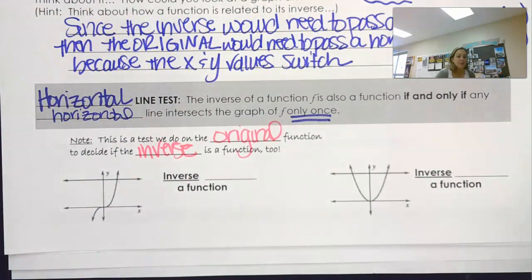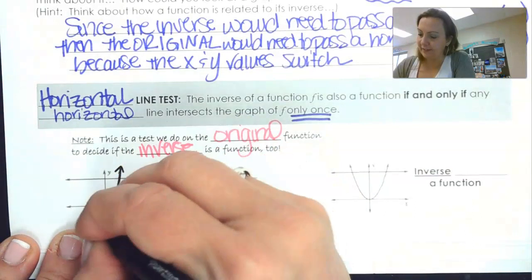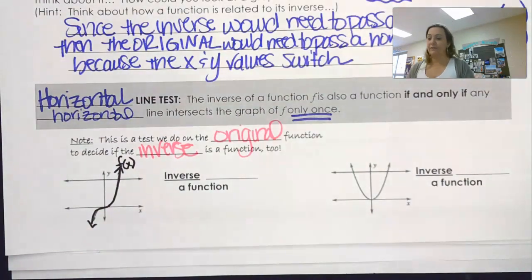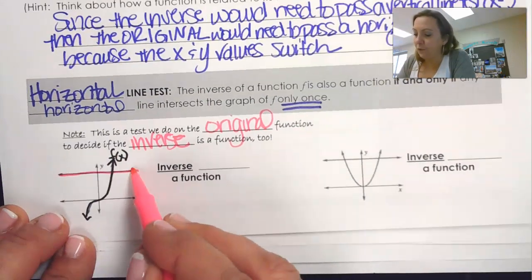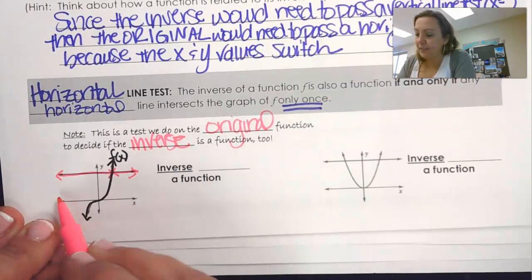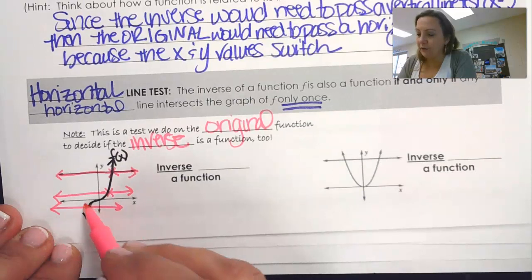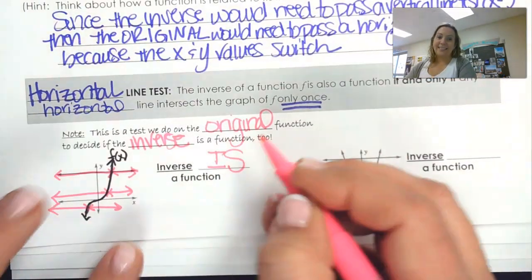Okay? So if we look at this, this is our little graph of f of x that's here. It itself is a function. It passes the vertical line test, okay? But we want to decide if the inverse is a function. So what we're going to do is look at different horizontal lines. Notice that any horizontal line we draw only crosses the graph once. That means that the inverse is a function.